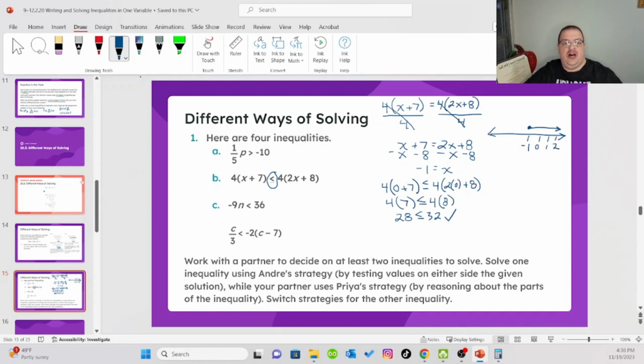And that would be Andre's method. So I do like Andre's method. If Andre's method makes sense to you, then make sure you use Andre's method on the tests.